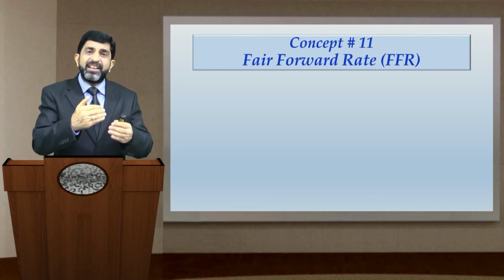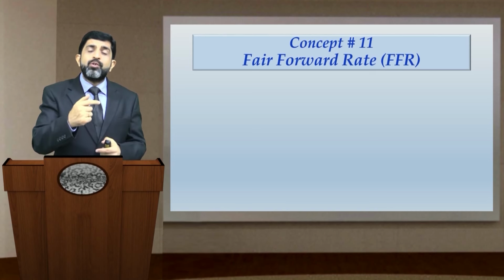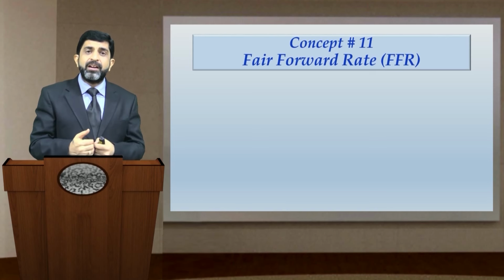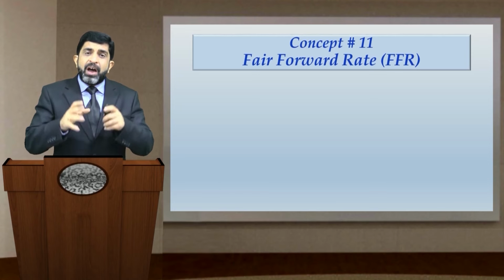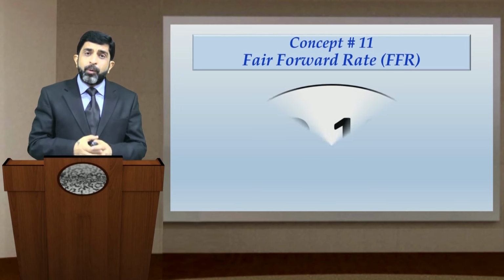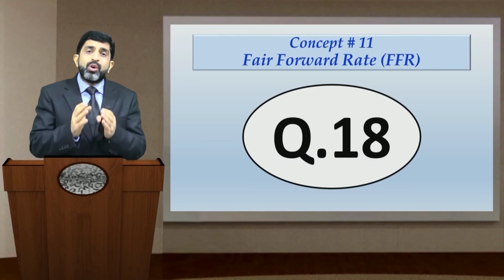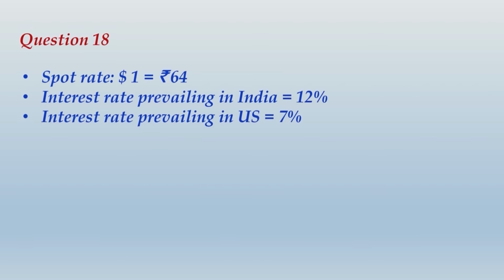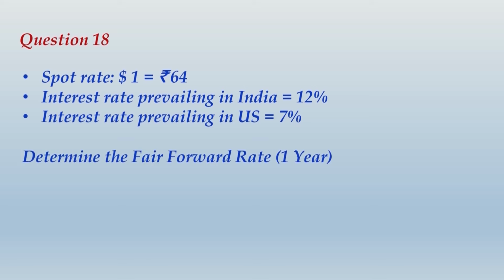And here there is a linking concept of arbitrage which we are going to discuss a little later. So friends, let us do one thing. How to determine this fair forward rate we'll be learning through question number 18. The information given in question 18 reads: spot rate $1 equals rupees 64, interest rate prevailing in India is 12% and interest rate prevailing in the US is 7%. Determine the fair forward rate for 1 year.